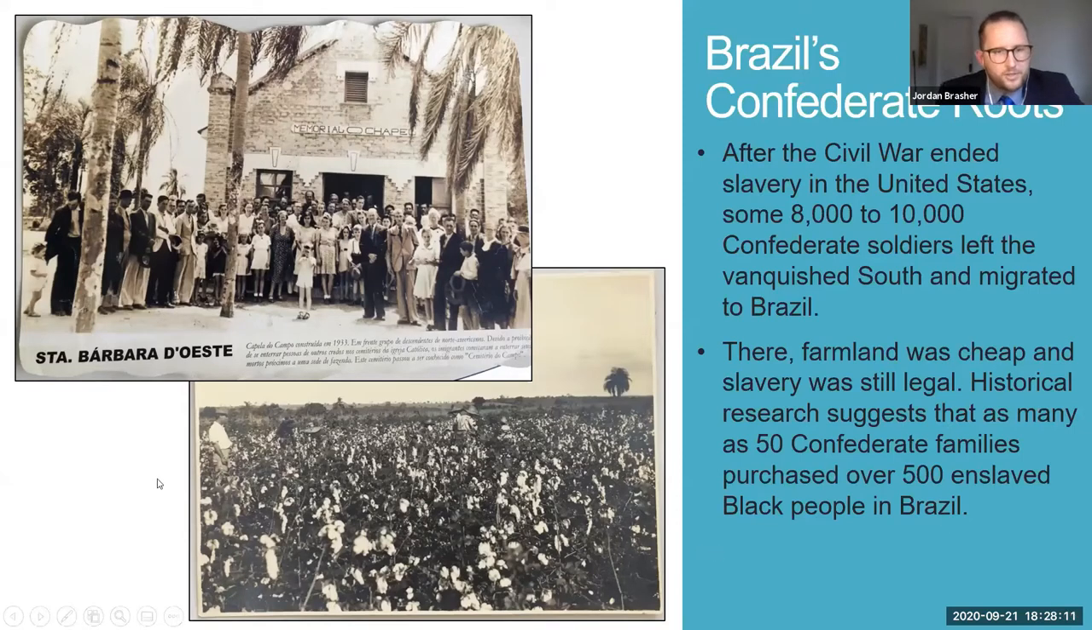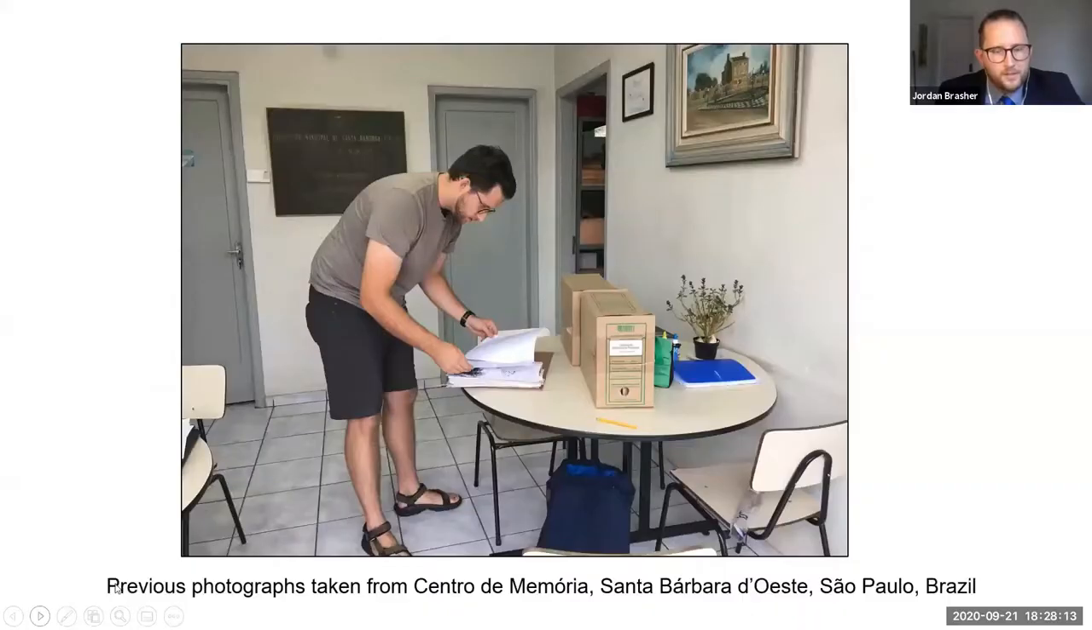The photos that I just described here came from this place, the Centro de Memoria, which is attached to a local museum in Santa Barbara do Oeste. And here's a picture of me doing some archival research there. I like to include this photo anytime that my former PhD advisor is on the call, because I like to remind him what it's like to actually do field work and get out into the field with research.